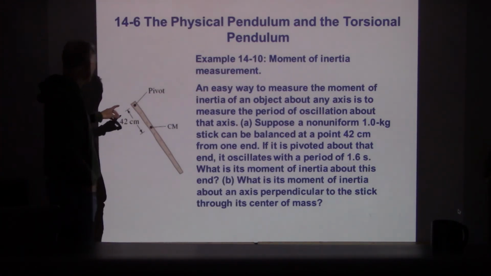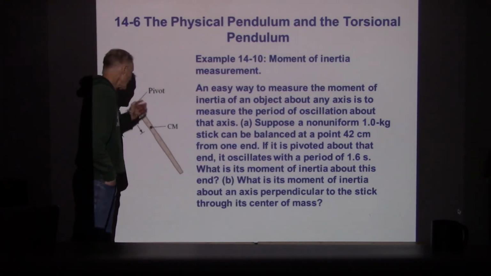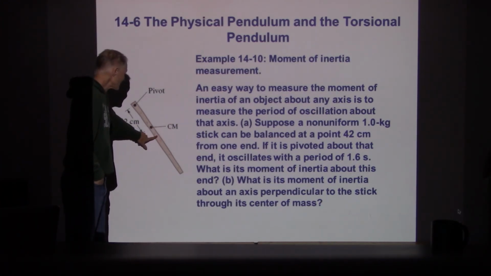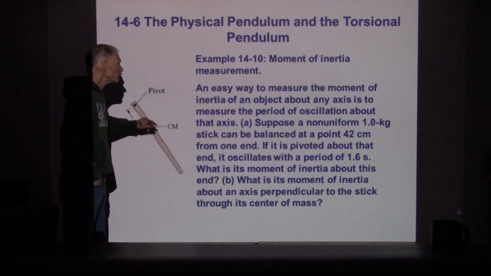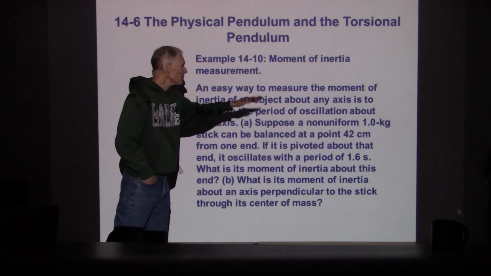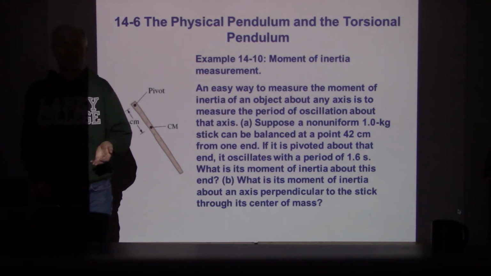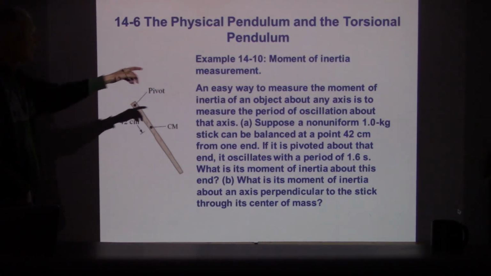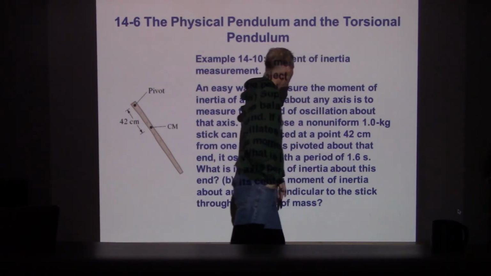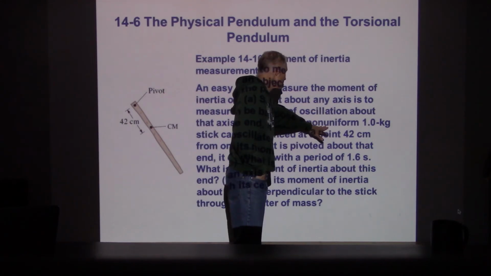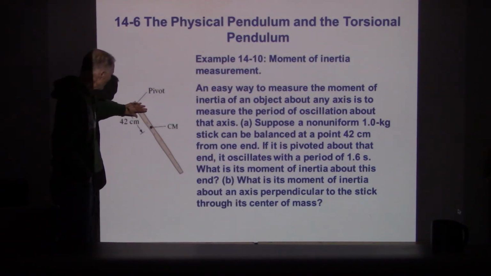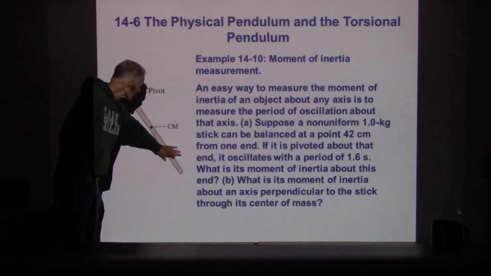What we've got is a stick. It looks a lot like a meter stick, except that the center of mass is not at the center. It's actually shifted out to a 42 centimeter mark. Now to be clear, they never said it was a meter stick anyway. They just said it's a stick and it's non-uniform. It's a 1 kilogram stick, but it's not uniform density. So apparently it's heavier on this side and there's not as much mass over here.